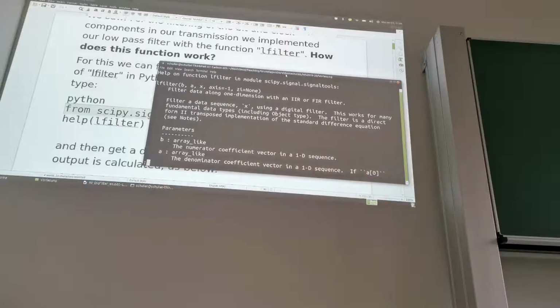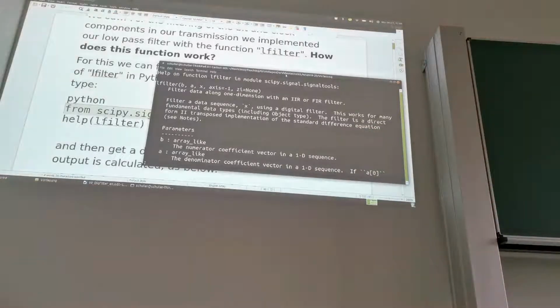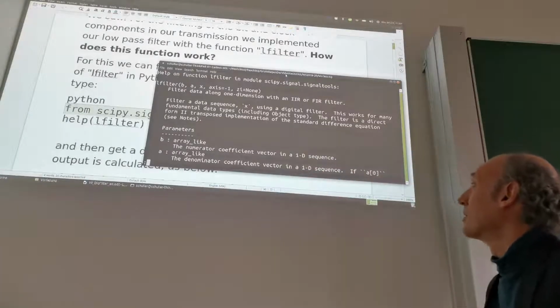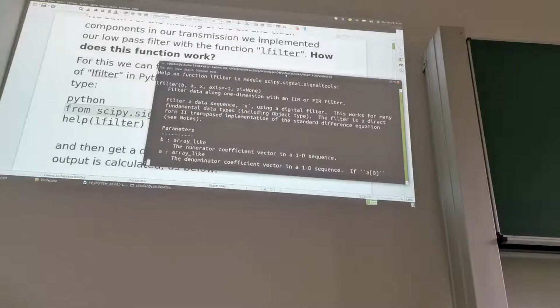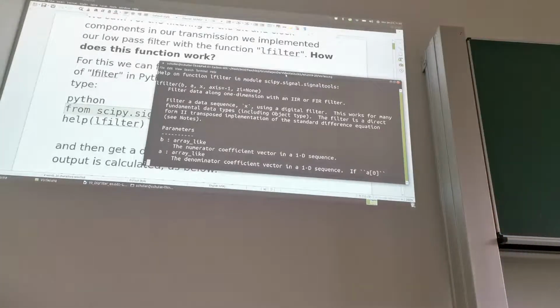Actually, this help function is usually quite useful and helpful, because it tells us first what the arguments are, what the input is, what the output is, what the meaning of the arguments is. And it also usually gives us some background about the function itself, what it does. So here we can see the parameters. We have b and a. b is a numerator coefficient array, which came out of Remez, for instance. And a is the so-called denominator coefficient array, which we will see what it is.